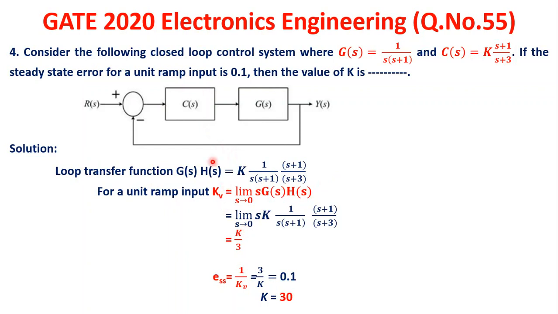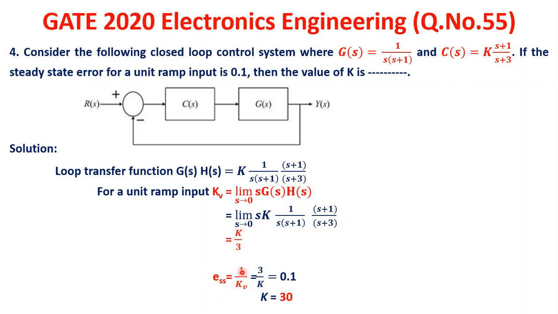We know in lecture video 7. So we make use of that. We can find Kv as limit s tends to 0 of s G of s H of s. Substituting this here as s tends to 0, s cancel each other. So K into 1 by 3, so K by 3.